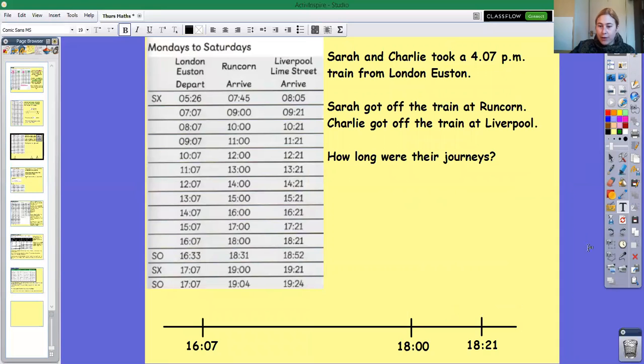So this one is a little bit trickier. We've got two parts to this question. Just pause it for a moment and have a little look at it. Okay, so now let's go through it.